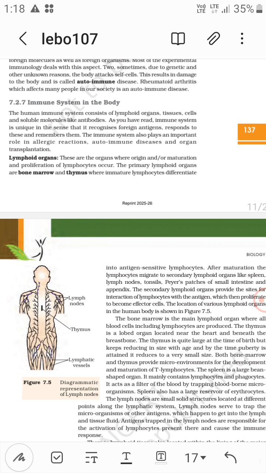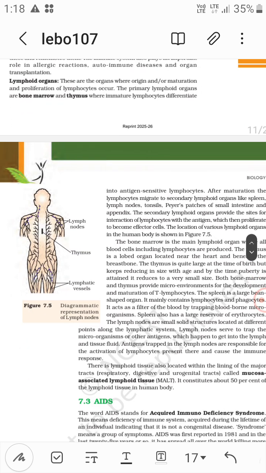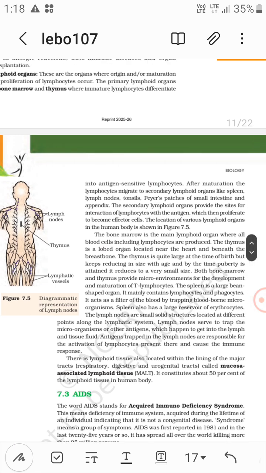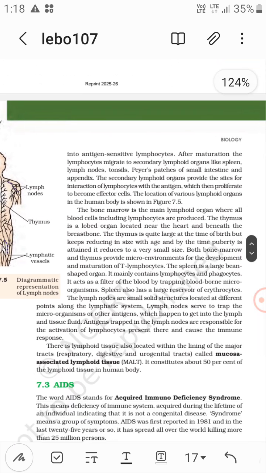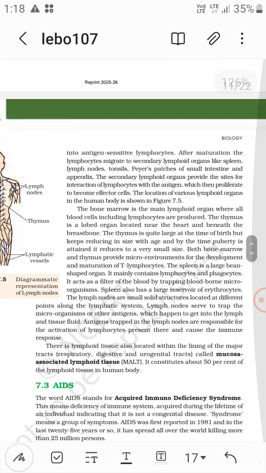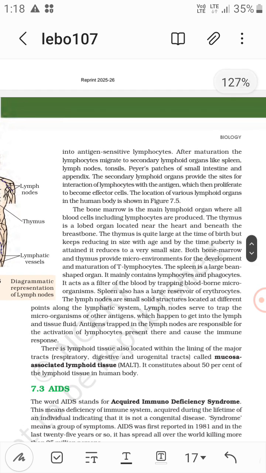The primary lymphoid organs are bone marrow and thymus, where immature lymphocytes differentiate into antigen-sensitive lymphocytes. After maturation, the lymphocytes migrate to secondary lymphoid organs like spleen, lymph nodes, tonsils, Peyer's patches of small intestine, and appendix. The secondary lymphoid organs provide the site for the interaction of lymphocytes with the antigen, which then proliferate to become effector cells.